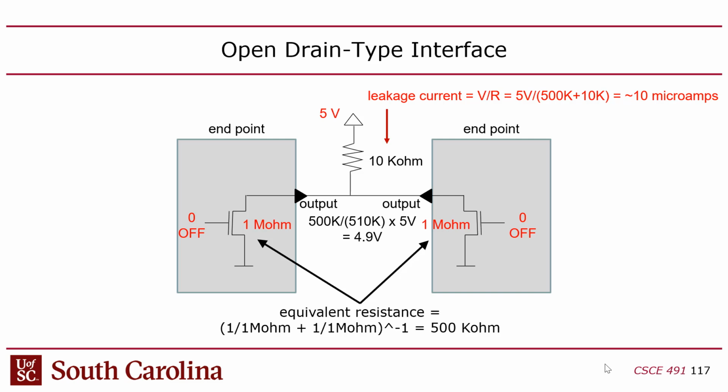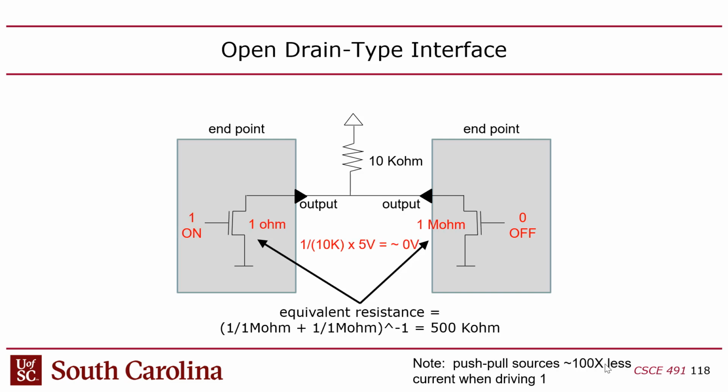But if I turn one of these guys on, I'll get another voltage divider, except this time on the high side, there'll be 10 kiloohms. And on the low side, say the on resistance is 1 ohm here, and the off resistance of this guy is 1 mega ohm. So now I have two parallel resistors. One is 1 ohm and one is 1 mega ohm, right? So I end up with a voltage divider where on the high side I've got 10 kiloohms, on the low side I have 1 ohm. So this 5 volts now will become 1 over 10k times 5, which is virtually 0, right?